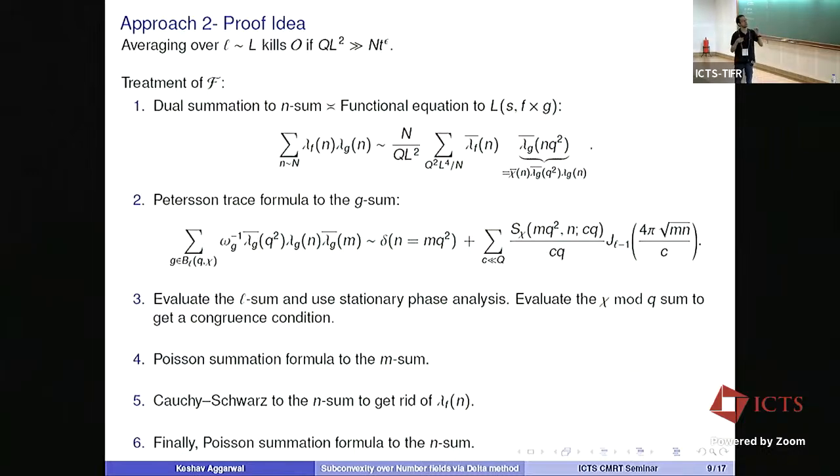So I'm not going to, again, tell you all of those details, but my focus is going to be on the first few steps over the number fields case, and to try and tell you what kind of problems appear for number fields and how we are able to get rid of those problems. So before I move on to the number fields, maybe I can take a quick pause and ask if you have any questions or comments.